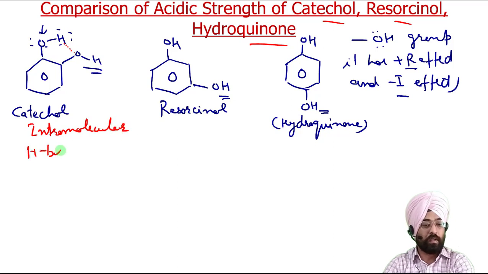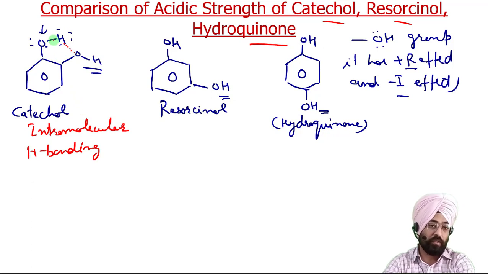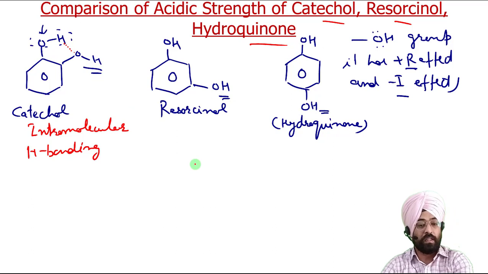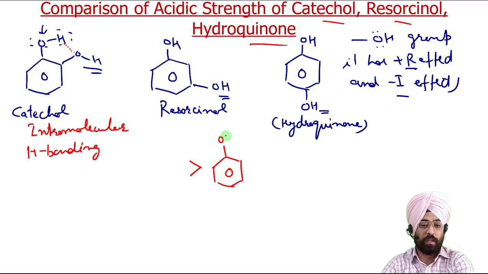Now in case of catechol we have one more additional thing, because there exists intramolecular hydrogen bonding in catechol. Because of this intramolecular hydrogen bonding, it is difficult to cleave this OH bond, and it is difficult to release protons, so it is least acidic. So the least acidic is catechol because of this intramolecular hydrogen bonding.